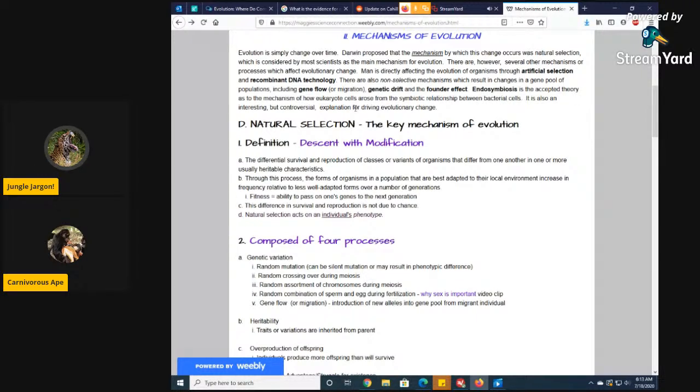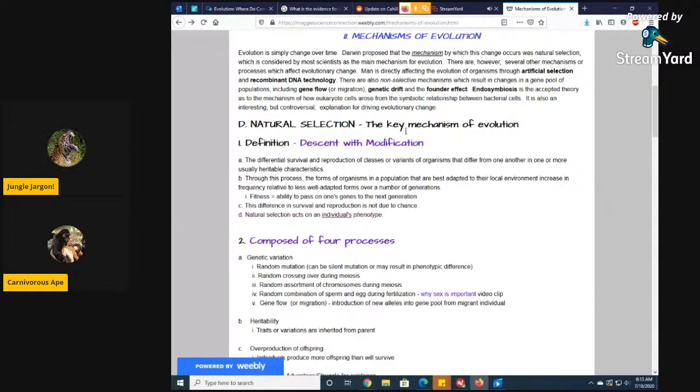Endosymbiosis is an accepted theory as to the mechanism of how eukaryote cells arose from symbiotic relationships between bacterial cells, which they say is mitochondria. It is also an interesting but controversial explanation for driving evolutionary change. Okay. Well, yeah, because they can't prove it.